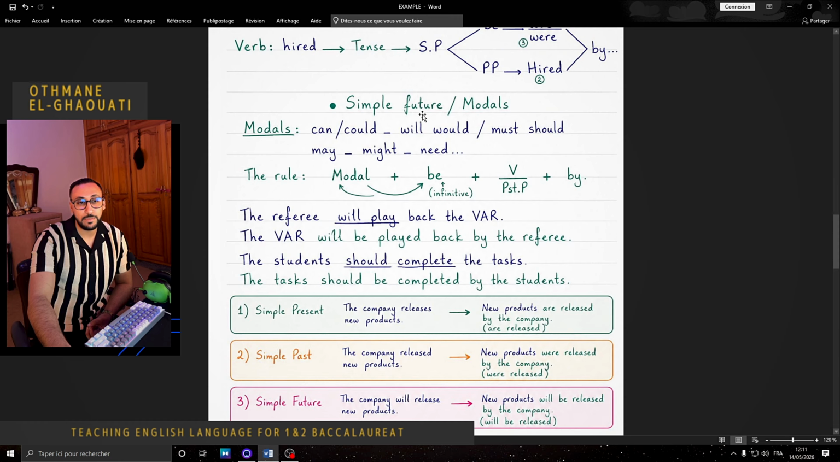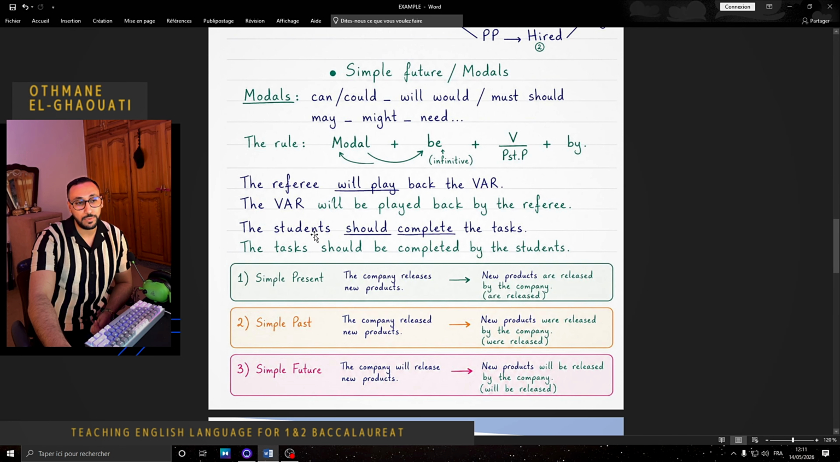Now let's move to the simple future, or the modals. The modals here are can, could, will, would, must, should, may, might, need, and there are other modals. The rule here: whatever modal you have, plus the verb be in the infinitive, don't change it, plus the verb in the past participle. Then add the agent at the end of the sentence. We have here two examples: an example with the future, and an example with a modal.